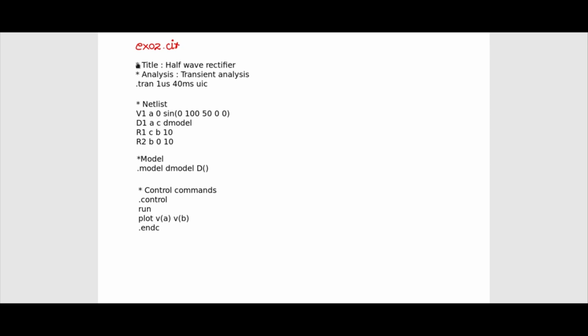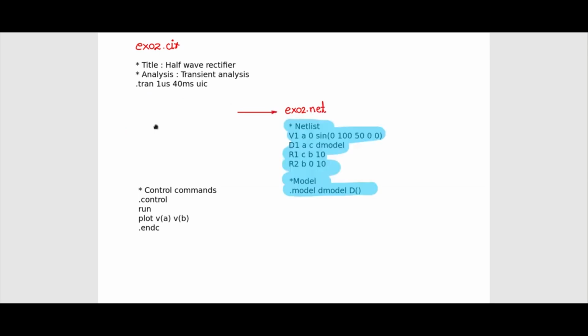Now this file, if you see, contains the header part with the title, analysis, comment lines, and the analysis that you want to perform, followed by the netlist and the model, and followed by control commands. So this netlist portion, let us decouple it from the .cir file and push it to another file. Let us call that ex02.net. So the netlist file is called the ex02.net file, and let us push it there.